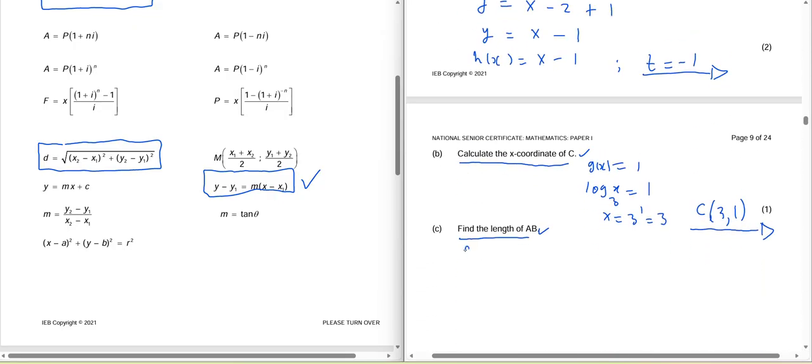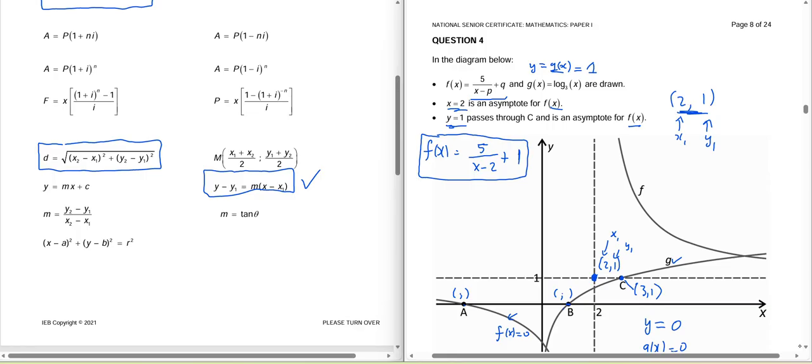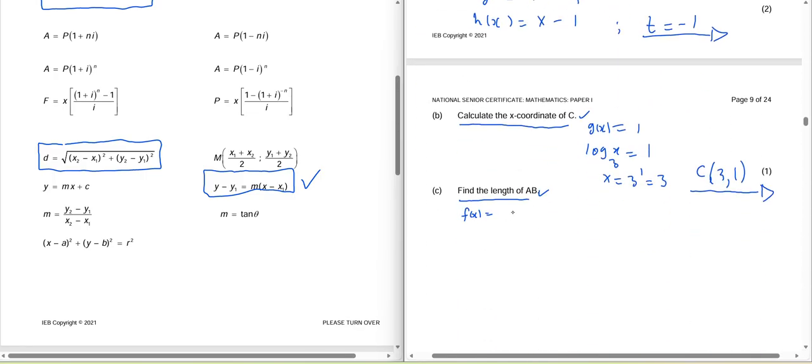So we are saying f of x is 5 over x minus 2 plus 1. And we know that g of x, we said it's log of x base 3. Now let us solve for f of x equals to 0. So for f of x equals to 0, it means we have 5 over x minus 2 plus 1 equals to 0. Now it means that we are going to throw this to the other side. So we have 5 over x minus 2 is equals to minus 1.